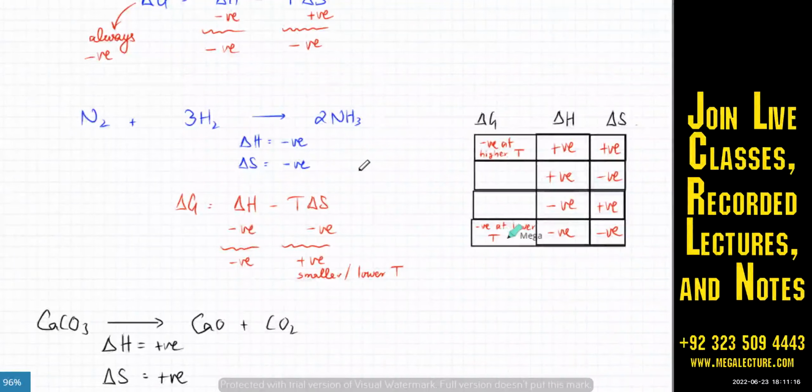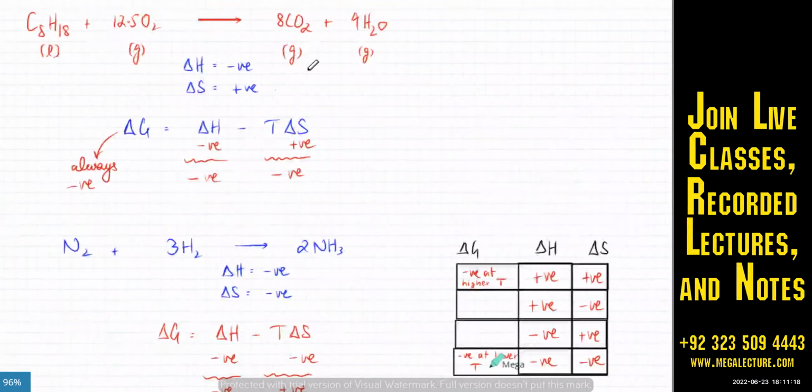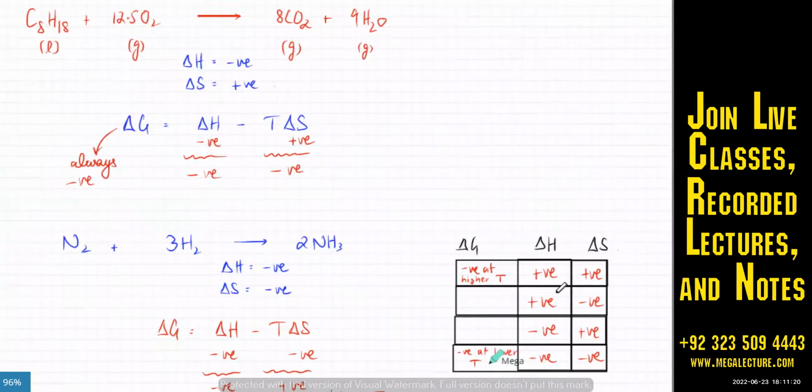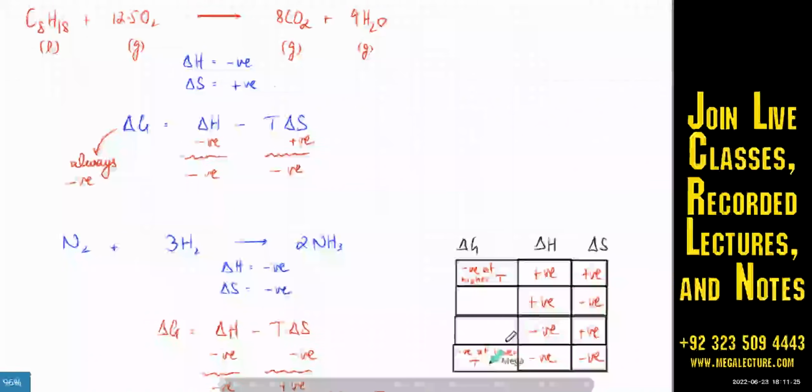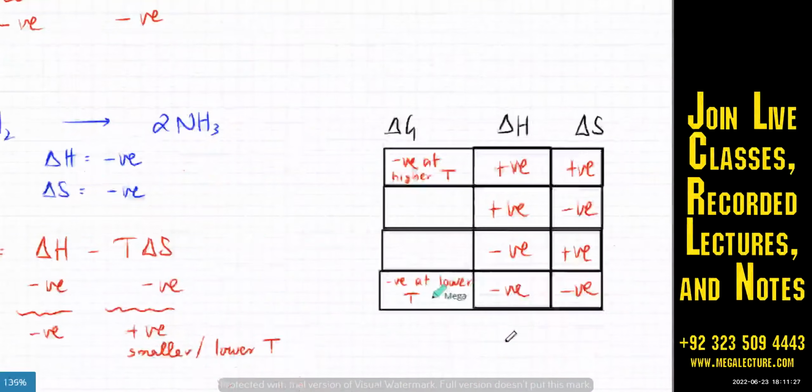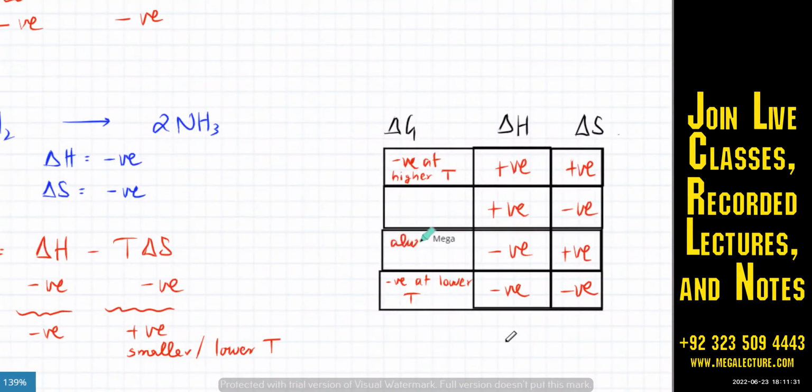So that's this one. If delta H is negative and delta S is positive, then it's always negative. So this one over here is always negative. And then there's another one, which is this one. This one actually is never negative. It's always non-spontaneous.